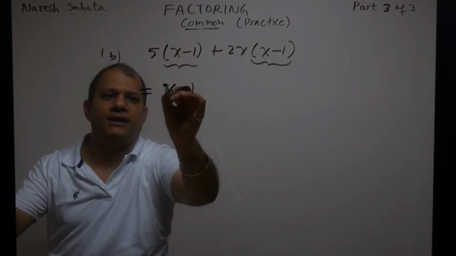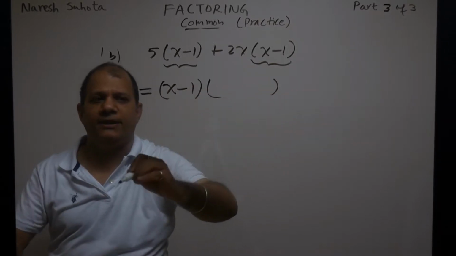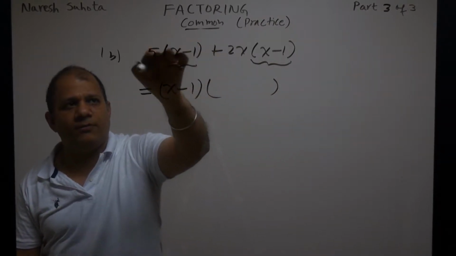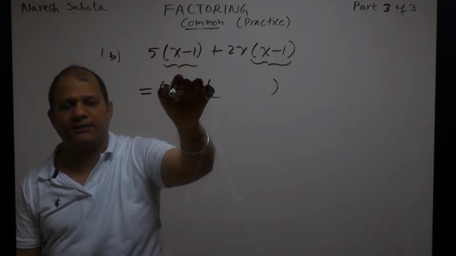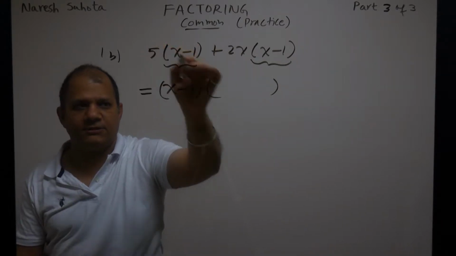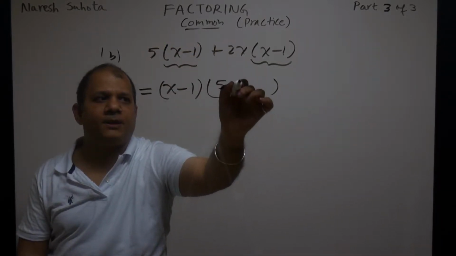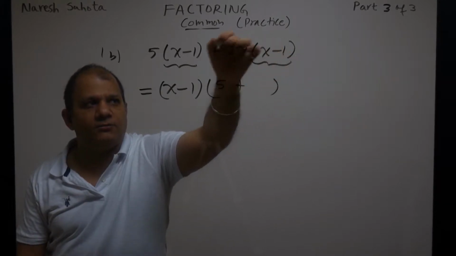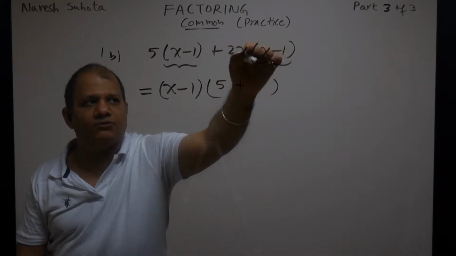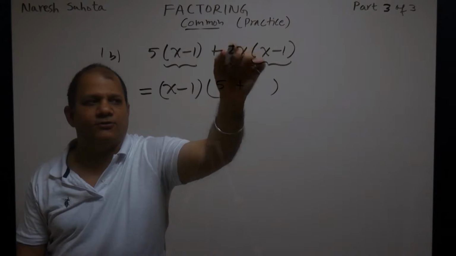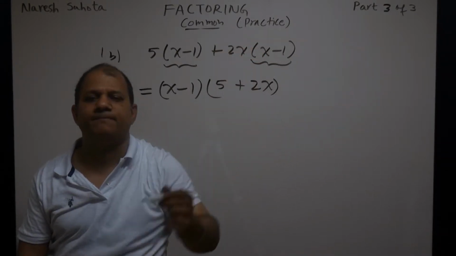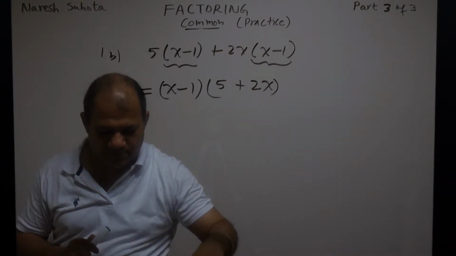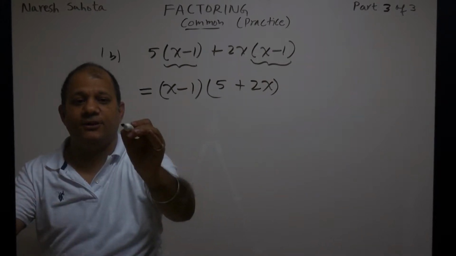So the common factor is x minus 1. What are the remaining factors? From the first term, you pull out a factor of x minus 1. The other factor is 5. And then for the second term, you pull out a factor of x minus 1, you're left with a factor of 2x. And that is what goes here. So that's the answer there.